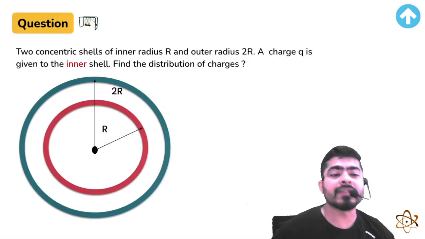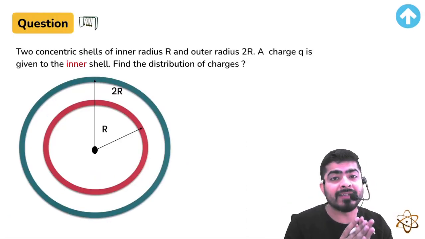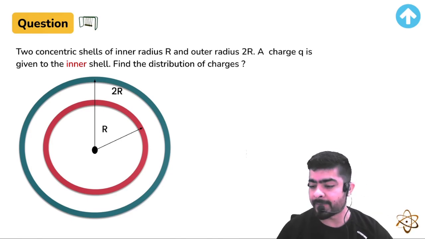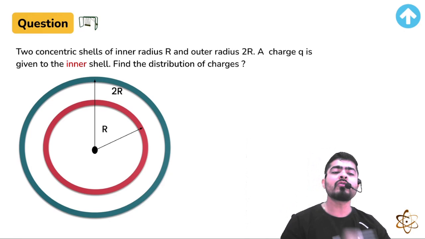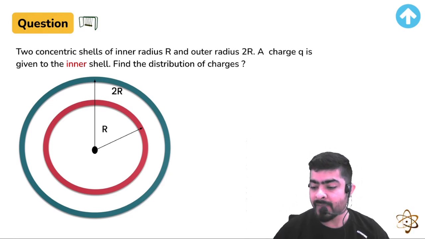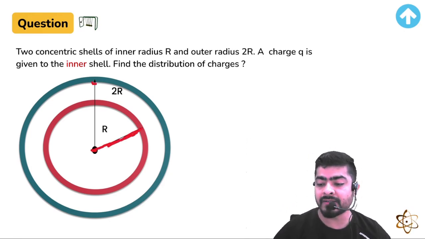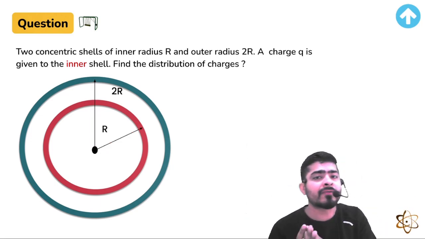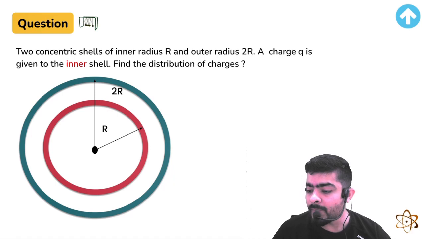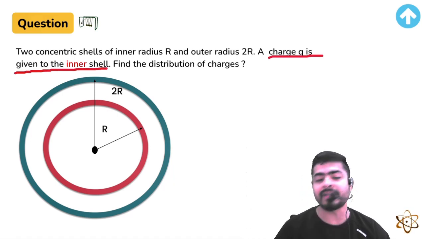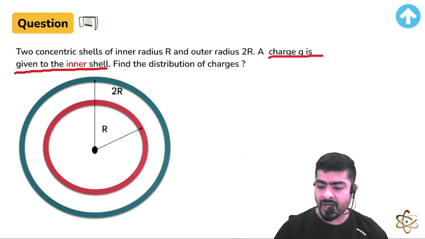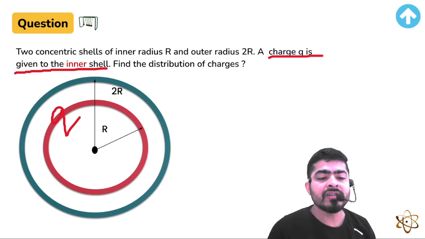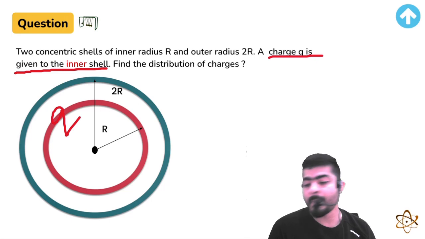So let's continue with this first question. Remember the concept of cavities and charge distribution and just apply that over here. So here you can see we have got two concentric spherical shells. One shell has radius r, the other has radius 2r. Each shell has inner surface and outer surface. Correct? Now a charge q is given to the inner shell. So you have to find the charge distribution in this case. What should we do?